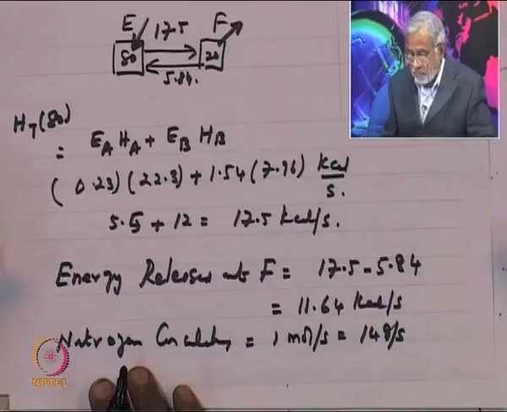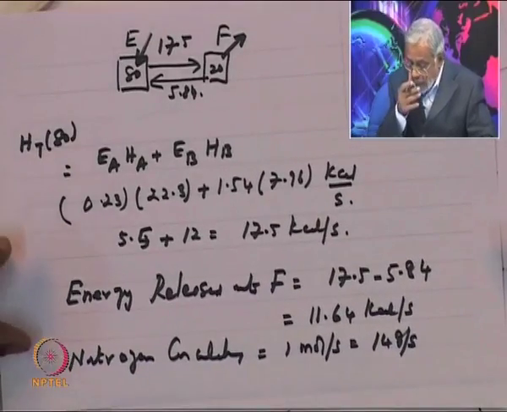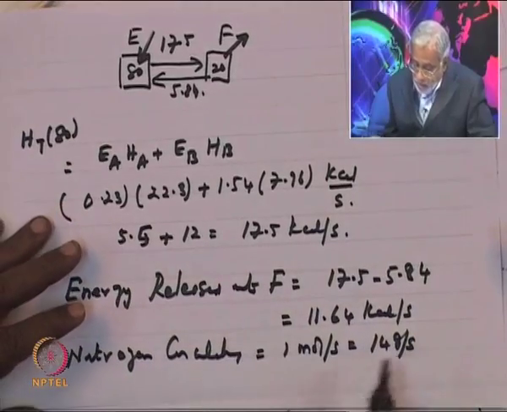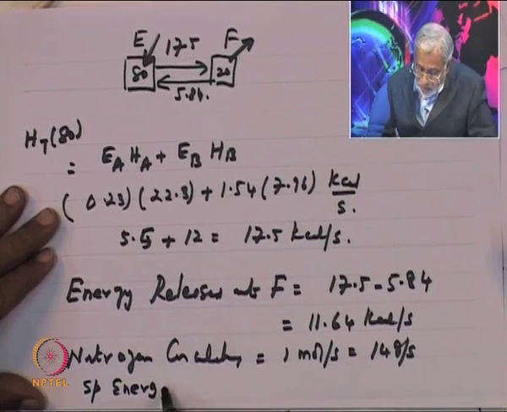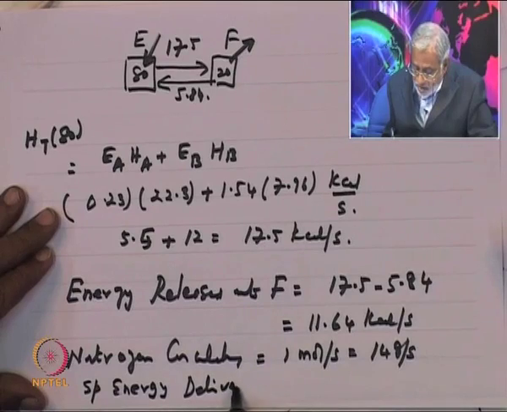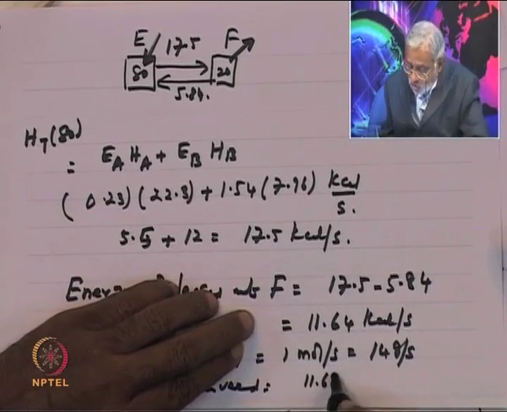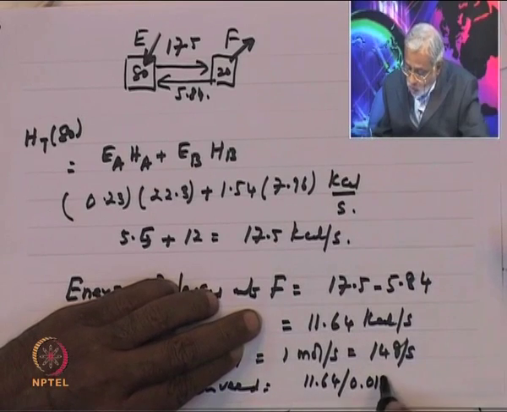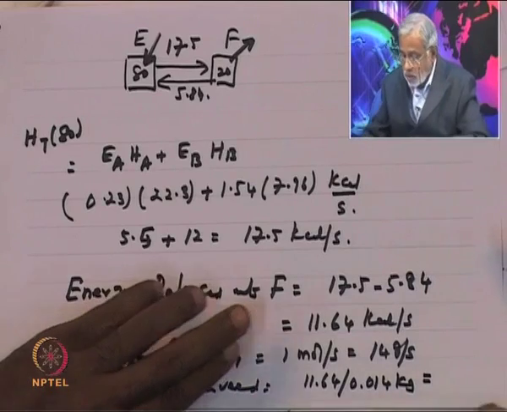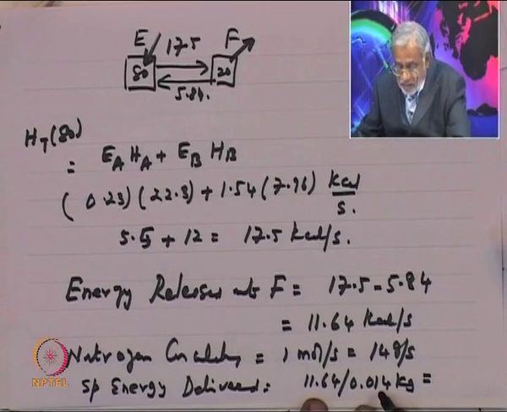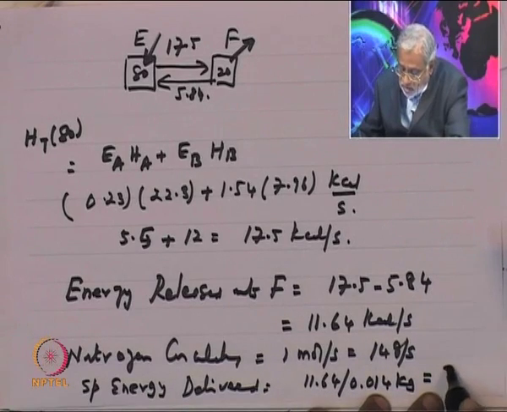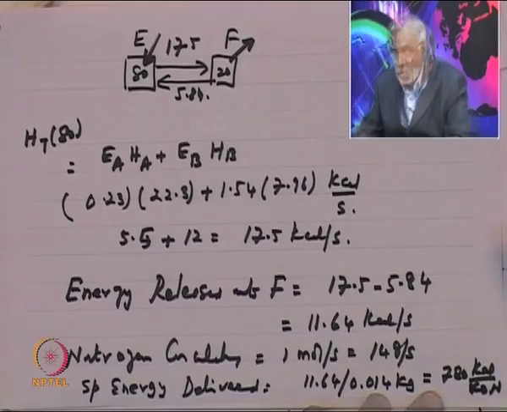Now, if I want to calculate, this nitrogen circulating is 1 mole per second or 14 grams per second. Okay. 1 mole is 14 grams. Therefore, the energy that is delivered to the stream per gram of nitrogen, so specific energy delivered is 11.64 divided by 0.014 kg. Okay. So, that is about 780 kilocal per kg nitrogen. You understand?